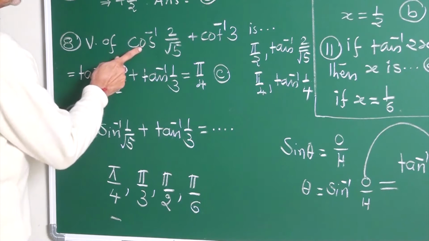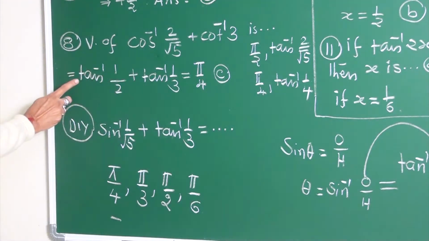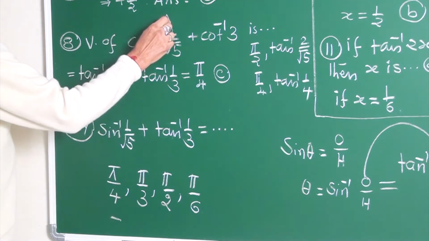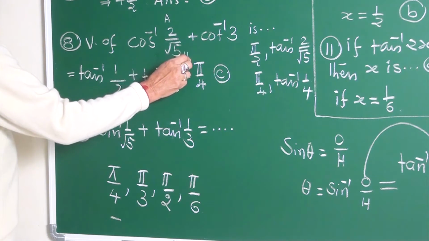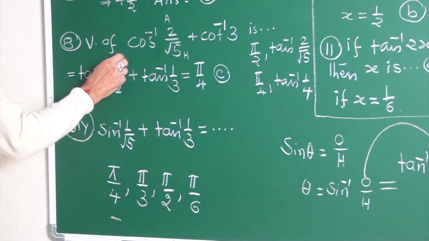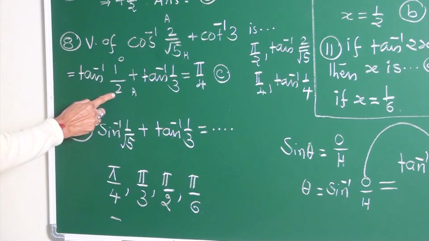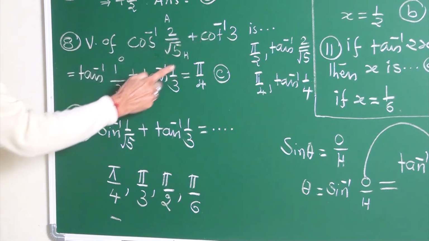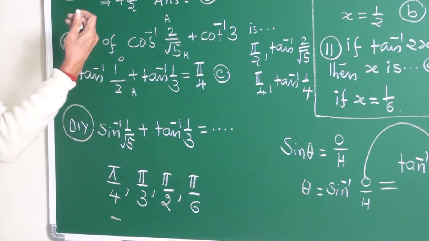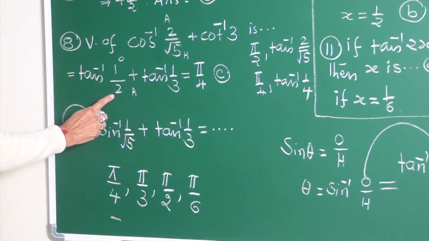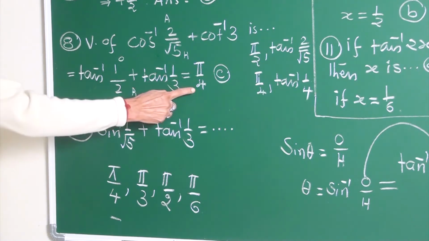You know the method of conversion from cos inverse to tan inverse. Above is the adjacent side, and what is down is the hypotenuse. What is tan? This is opposite upon adjacent side. Write the adjacent side down. What is cot inverse 3? Tan inverse 1 by 3. Then you don't spend your time. Why? Denominator is 3, denominator is 2. Then what is your answer?